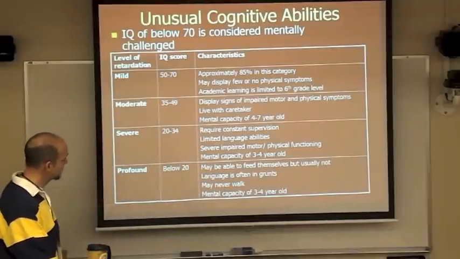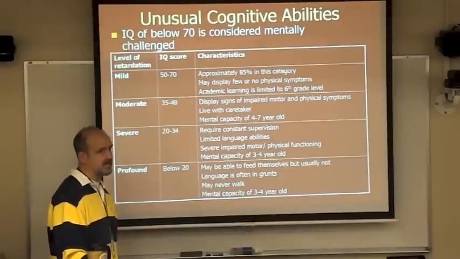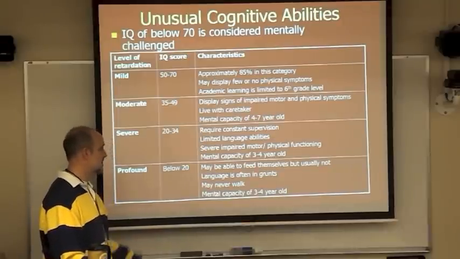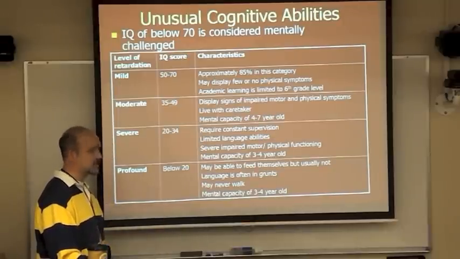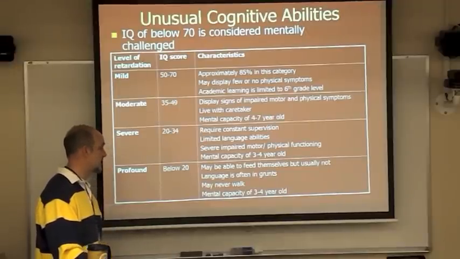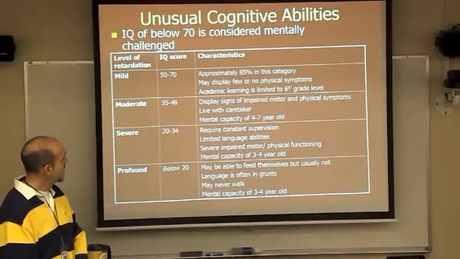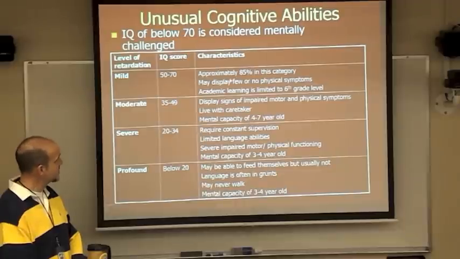And then profound, which is below 20, they may be able to feed themselves, but often that requires assistance. Language is often in some types of cooing or babbling or grunts. They may never learn to walk, and again, the mental capacity doesn't often go beyond 3 or 4. Now again, the key thing is 85% of people that are mentally challenged usually do fall into the mild category.